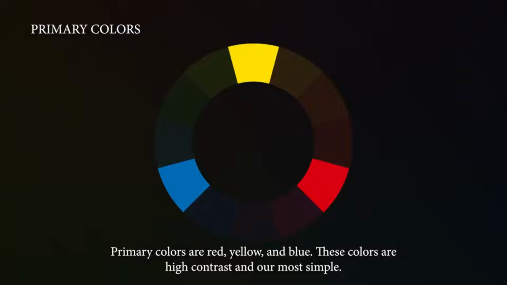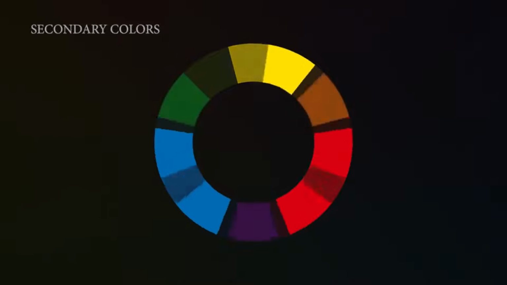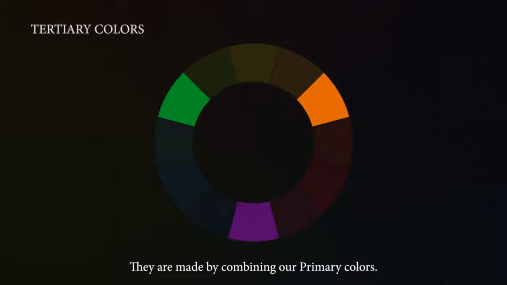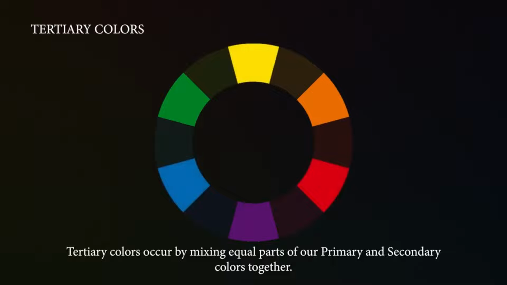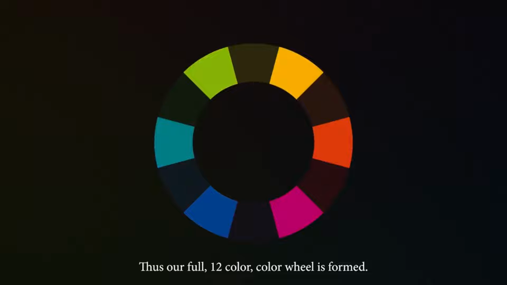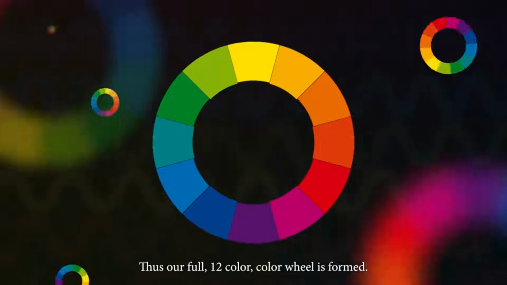Primary colors are red, yellow, and blue. These colors are high contrast and are most simple. Secondary colors consist of green, purple, and orange. They are made by combining our primary colors. Tertiary colors occur by mixing equal parts of our primary and secondary colors together. Thus, our full 12-color color wheel is formed.